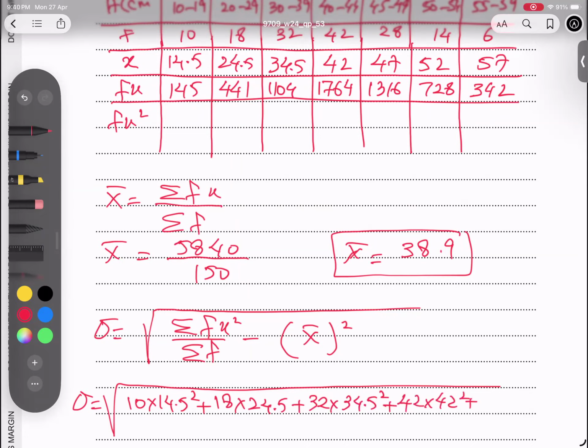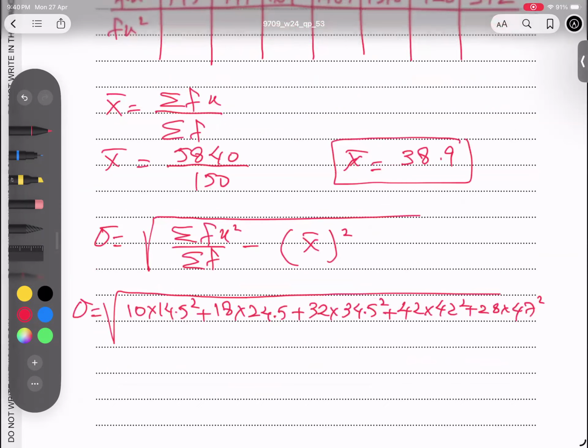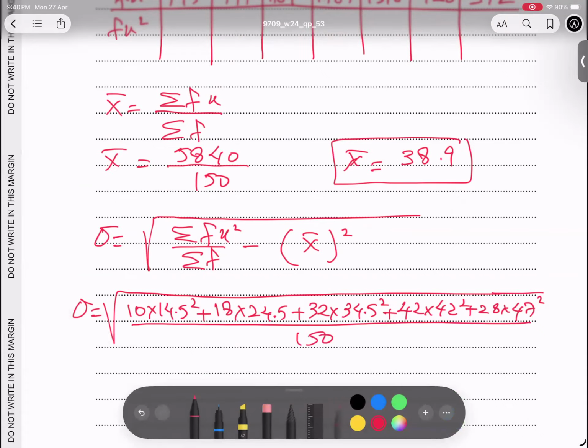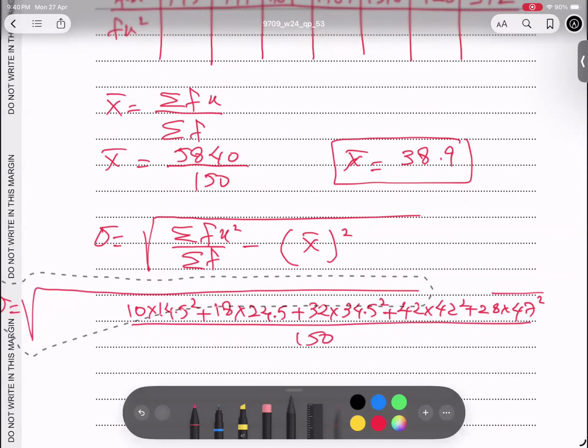Then we have 28 times 47 square. Some more values are required to make it. Anyway, how to manage? This is a 150 below and minus mean square. So I think I have to bring it down better. Bring it to the left side. I think this is okay.